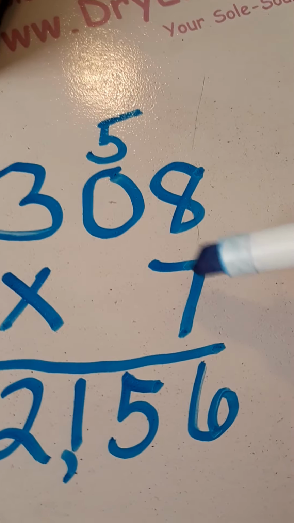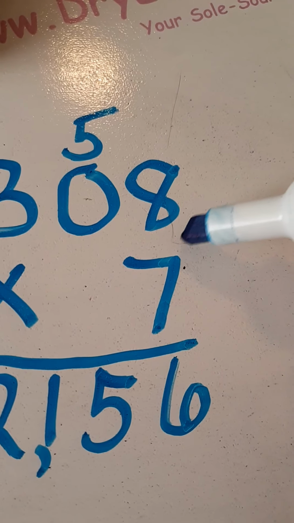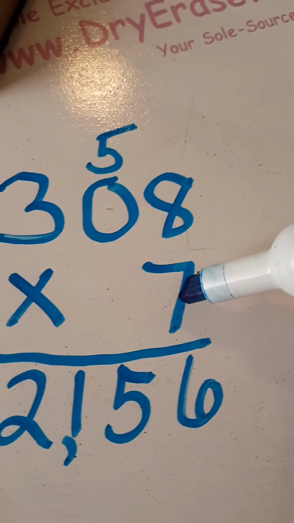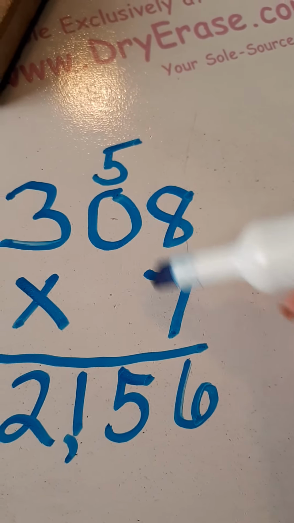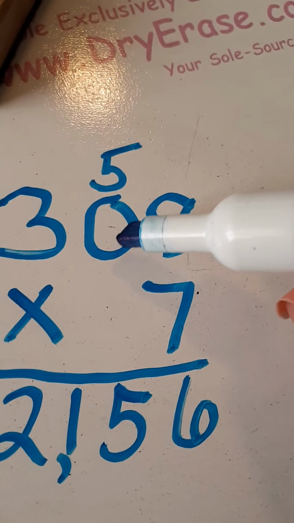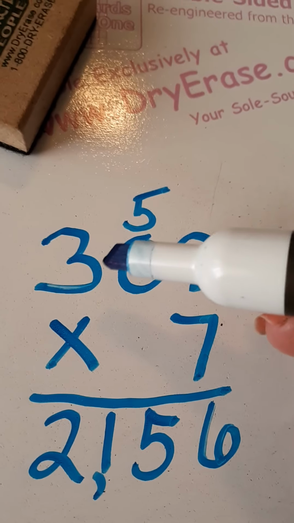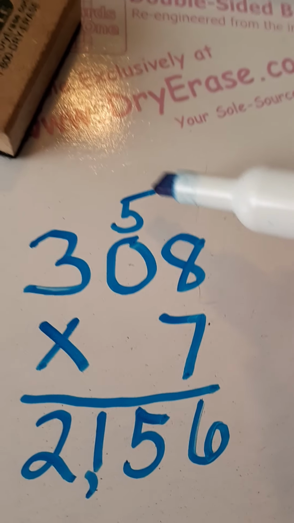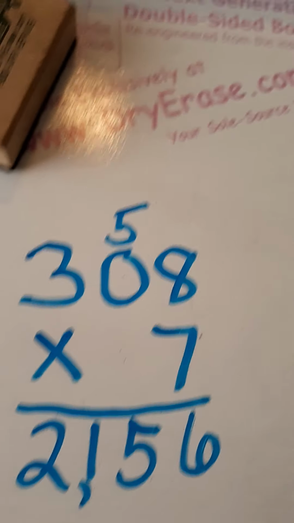All right, so our steps again. We always take the bottom number, and then we do 7 times 8, 7 times 0, 7 times 3. So we multiply it by the ones, multiply it by the digit in the tens place, multiply it by the digit in the hundreds place. And don't forget to add the number on top whenever you've got it.